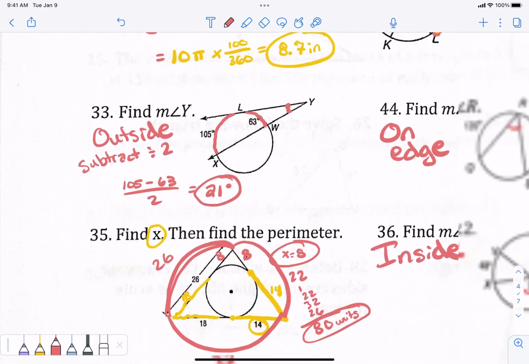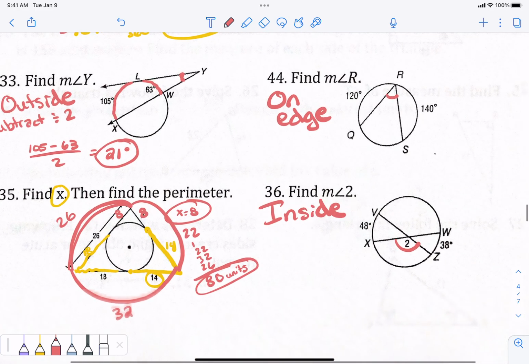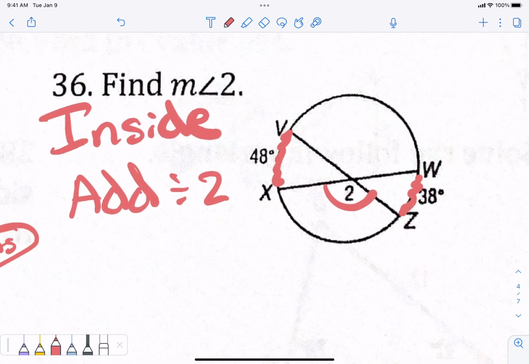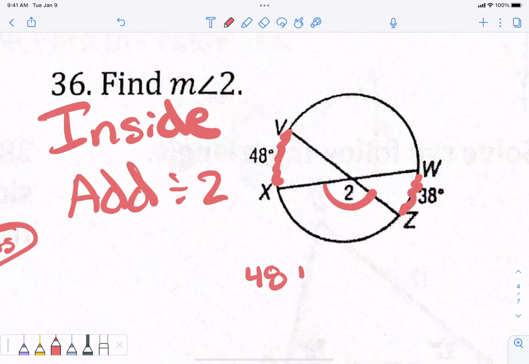Okay, I'm going to go down to 36. When it's inside the circle, you are going to add and divide by 2 because you're finding the average, right? Add, divide by 2. The things that we're adding are 48 and 38. 48 plus 38 divided by 2, and that is 43 degrees.